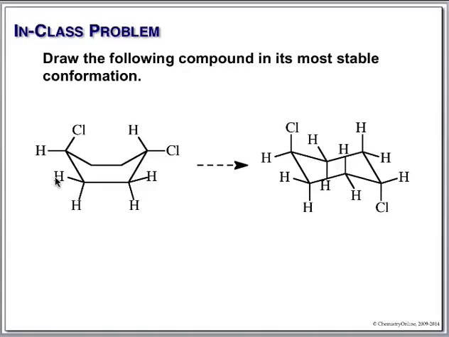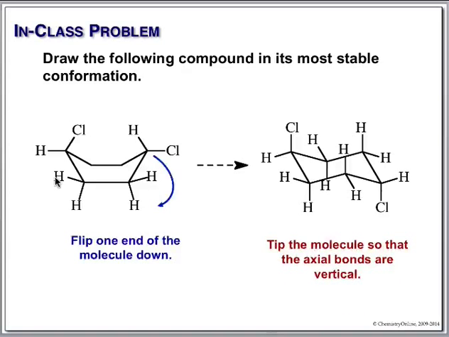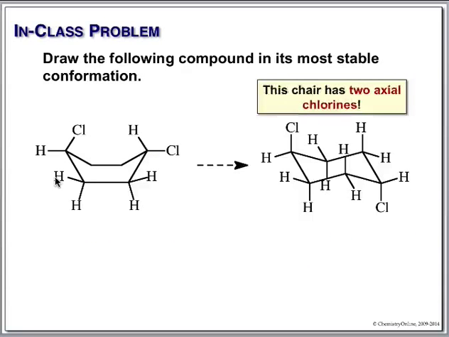You look at this, and you say to yourself, here we're just pulling this down. I've done this, and I've tipped it a little bit to make the axials nice and vertical so I can see them. But in this conversion that we've done, we've left two chlorines axial. So, on your little piece of paper right now, take this, convert this chair to the most stable chair, and draw it perfectly.